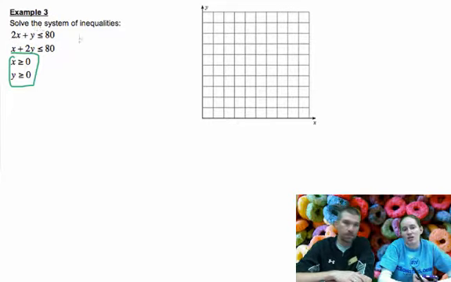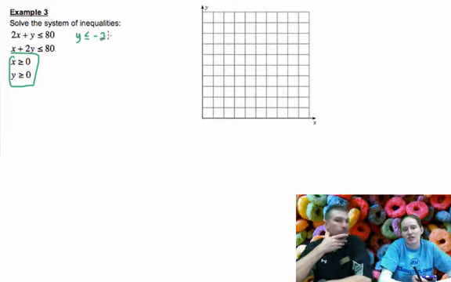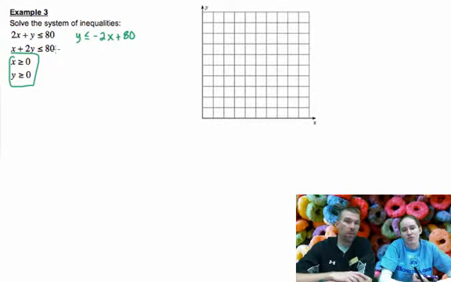And then we can solve each of these for y, or if you are comfortable using intercepts, you could use those. But it's a little easier to tell which direction to shade if you go ahead and solve for y. Yes, I agree. So subtract 2x over on the first one, and then on the second one, we'll have to subtract x over and then divide by 2. That's a positive 2, so the inequality won't switch. So it would be negative 1/2 x plus 40. We subtracted the x and then divided by 2 and then plus 40.